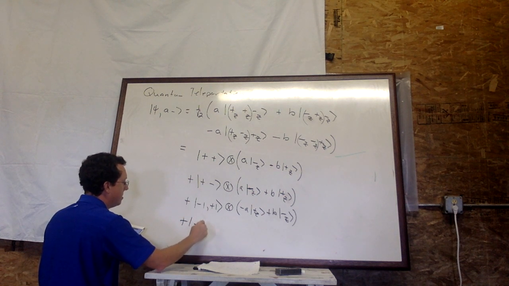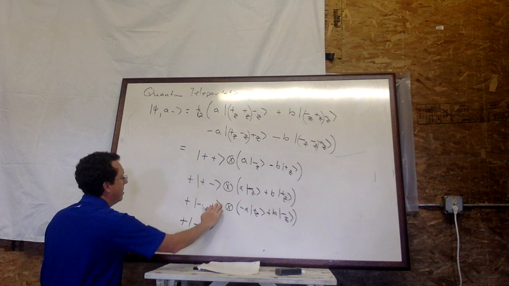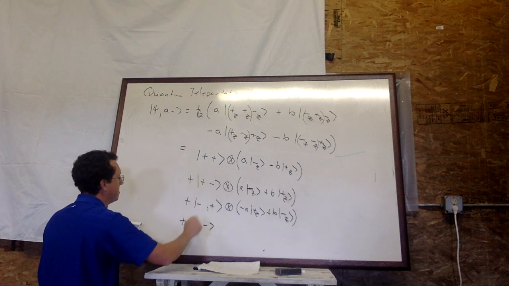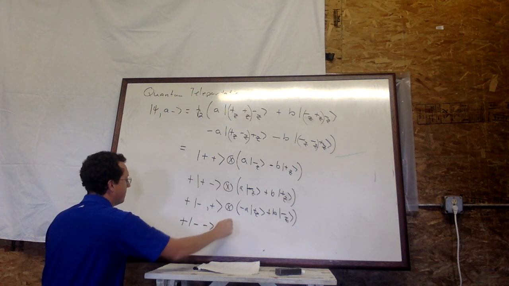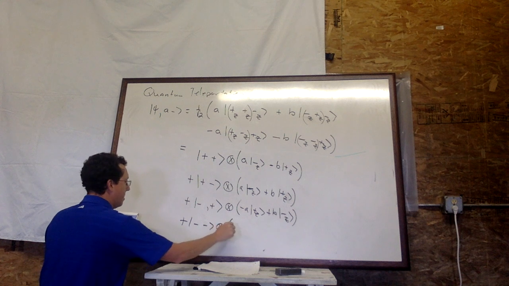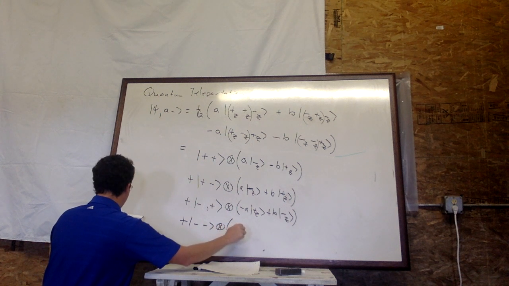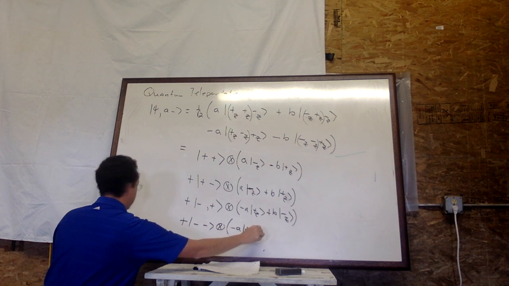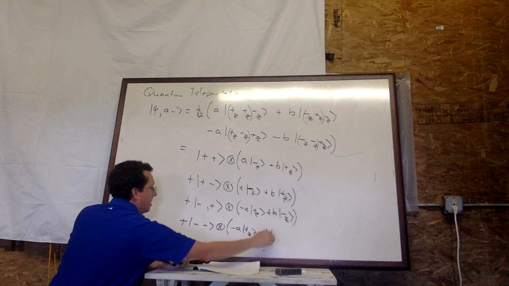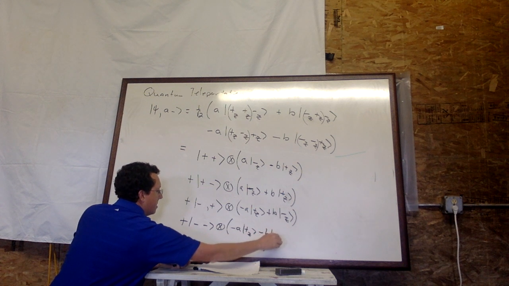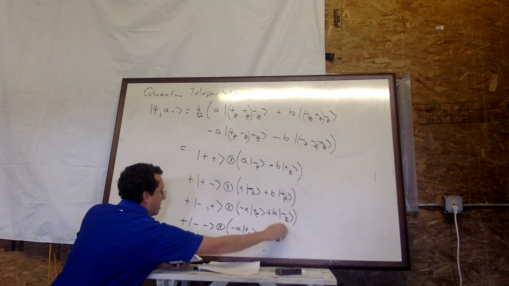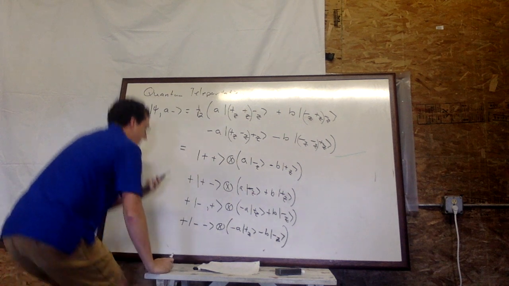So now I'm going to get minus minus, right? Because I've got plus plus plus minus minus plus minus minus, and you get minus A plus Z minus B minus Z. Okay, I think I've got that right. That's right.